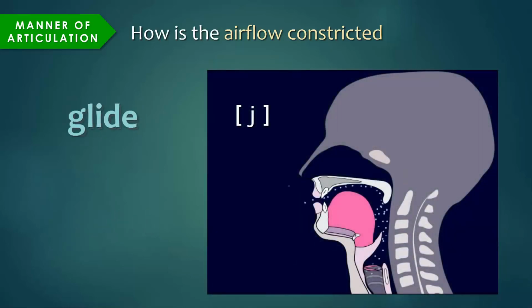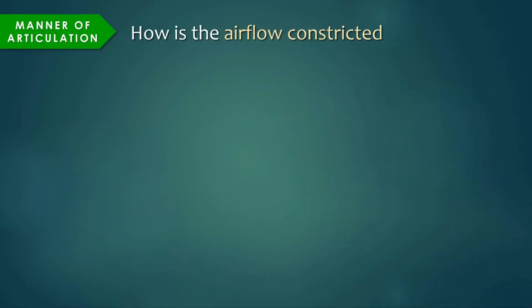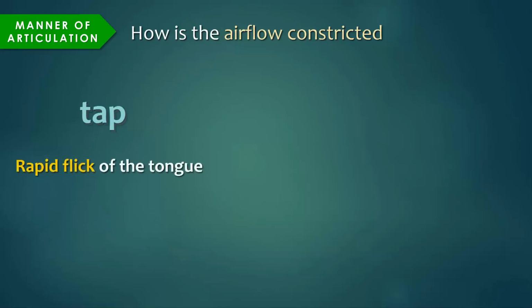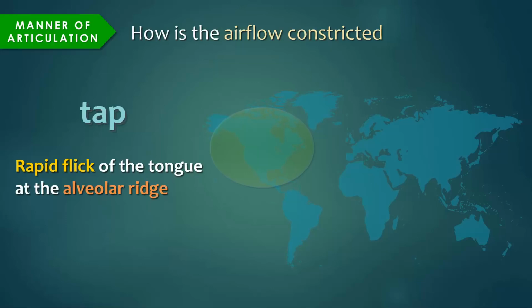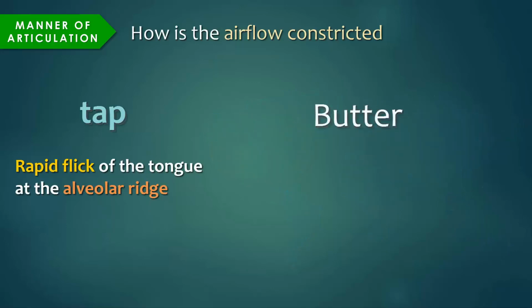Glide sounds are produced with very little constriction of airflow, so little, in fact, that they are often referred to as semivowels, such as w, y. And finally, we have tap sounds. Tap sounds involve a rapid flick of the tongue to some place of articulation. In North American English, we only really have one tap, and that's at the alveolar ridge. You can hear the tap sound in the word butter.